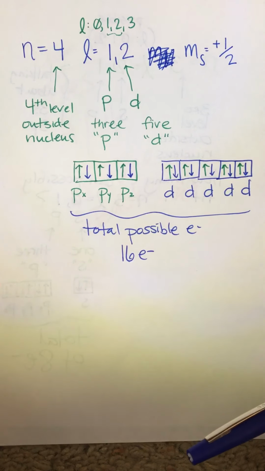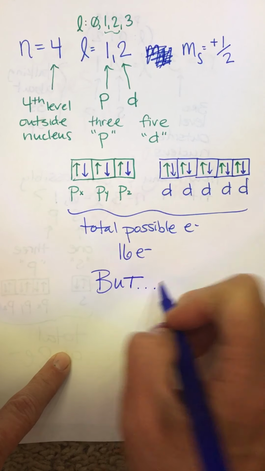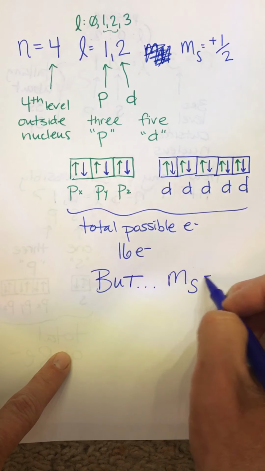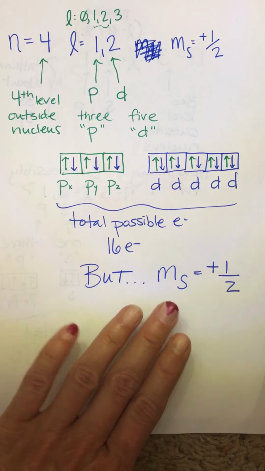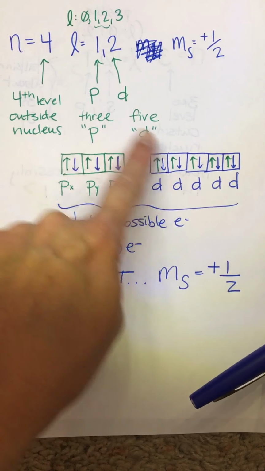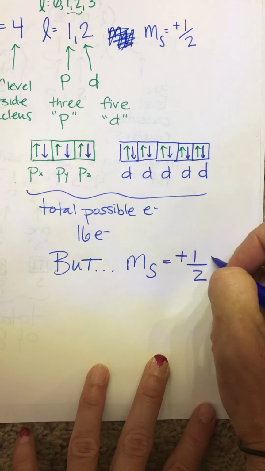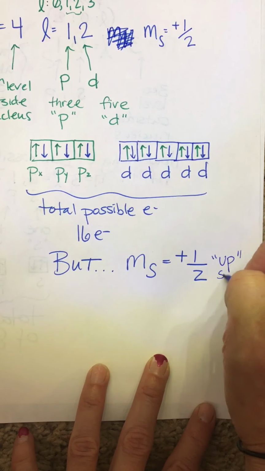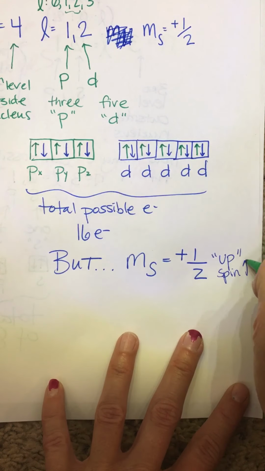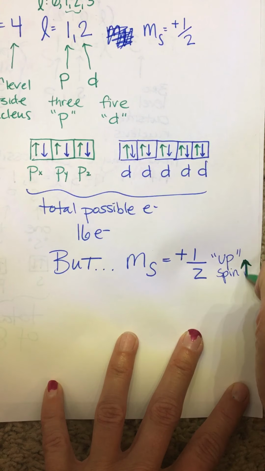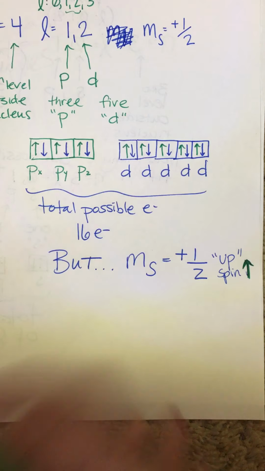But that's not the end of the question. Okay, so I've got to say, but they said we have an m sub s value equal to positive 1/2. They didn't not give an m sub s, meaning we could just think about all 16 electrons. They said we only want to look at the electrons that have the up spin. Okay, and I actually drew my up spin in green, so let me do this in green. Okay, so we're only talking about half of our electrons.